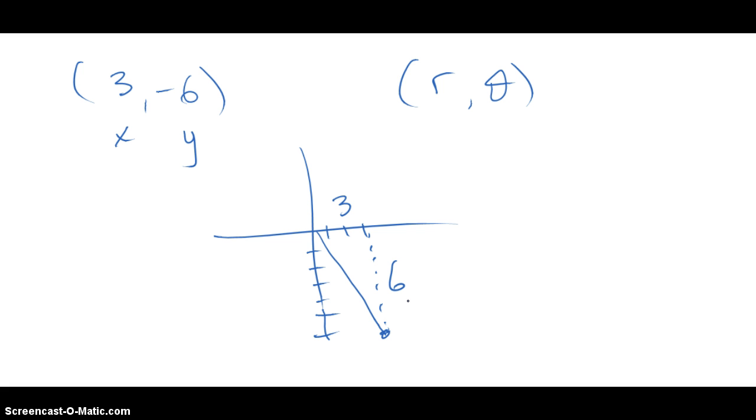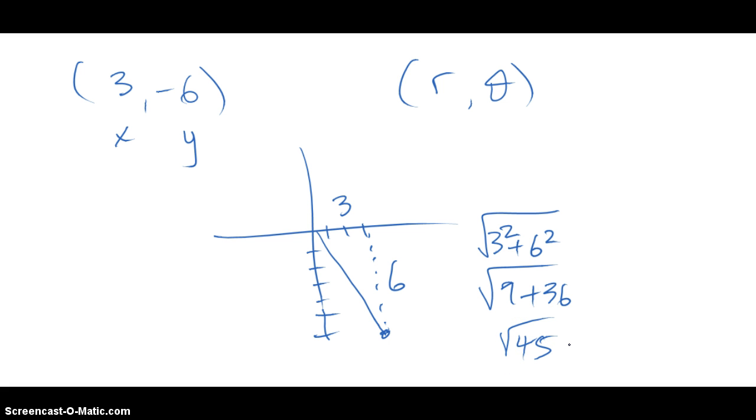Well, to find the radius we're just going to use the Pythagorean theorem. So that's going to be the square root of 3 squared plus 6 squared, which is 9 plus 36. So it's the square root of 45. And in this case, that simplifies, doesn't it? That's the same as square root of 9 times square root of 5, which is the same as 3 root 5. So that's our radius. So we've answered that already, so that's 3 root 5.